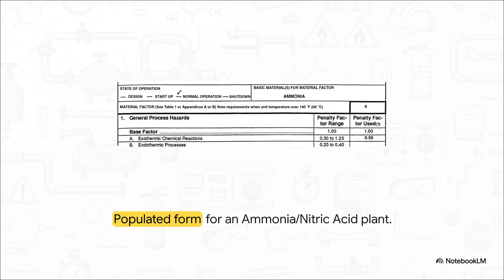Here we have a form populated for a nitric acid and ammonia plant. If you look at the top right, the basic material is listed as ammonia, and it's given this baseline material factor score of 4. From there, the engineers systematically go down the list, applying penalties based on the specific, ground-level realities of this plant's design. It's a sobering, really meticulous process of stacking up the inherent dangers.